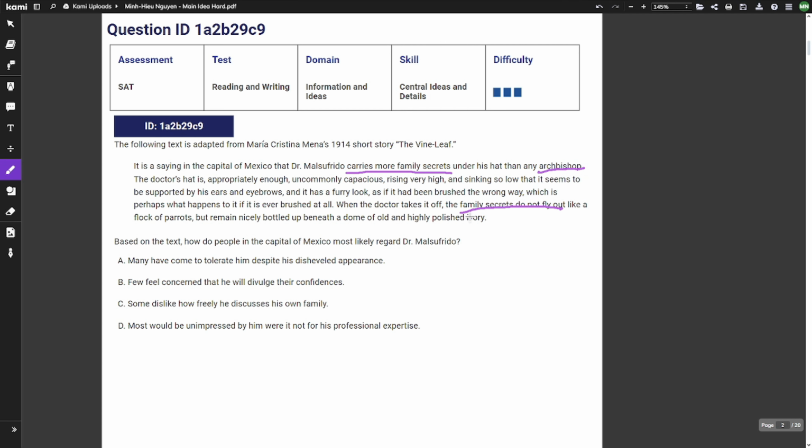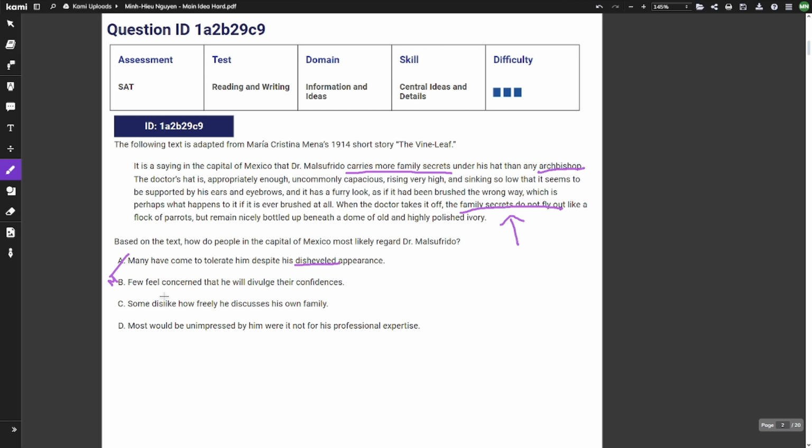So let's look at our answer choices. A, many have come to tolerate him despite his disheveled appearance. I mean, it talks about how he has this funny looking hat, but never does it say that he's disheveled, so it's not gonna be A. B, few feel concerned that he will divulge their confidences. And this is right, because here, it says that he'd be keeping the family secrets, so it makes sense that people wouldn't be worried that he'd spill their secrets too. So it might be B.